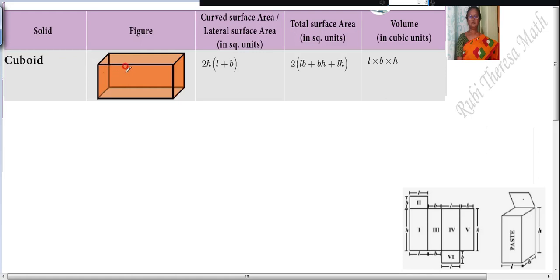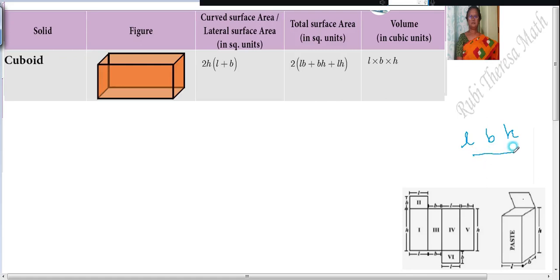Cuboid. First you should know what is meant by a cuboid. It is a six-sided, three-dimensional figure. All the six sides are made up of six rectangles. So there are three different measurements: length, breadth, and height.